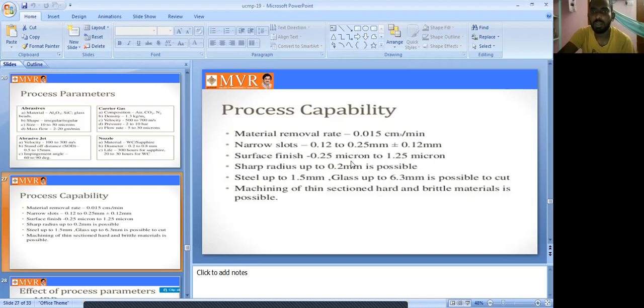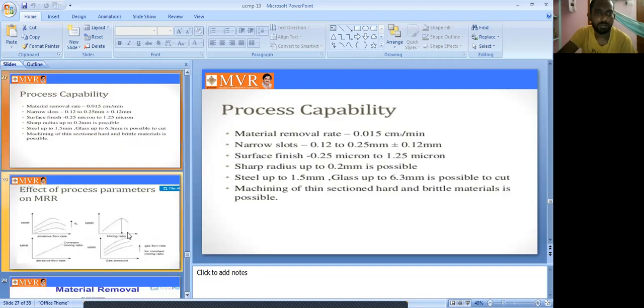So it cannot do machining beyond this capability. More than this capability, it cannot do the machining operation. So between these capabilities only, the abrasive jet machining process does the machining operation. So it is one of the process capabilities. So next one, we can see another one.